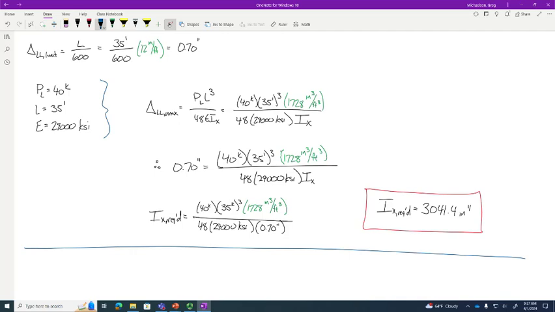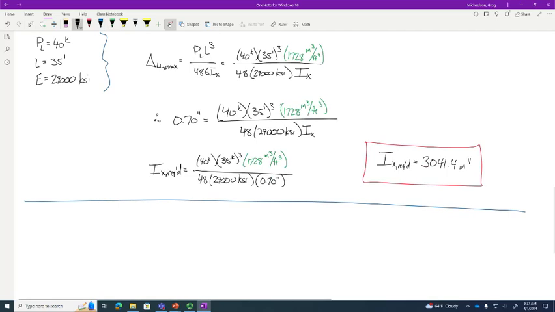Okay, so where are we at in this problem? Well, we have not yet selected a beam, but now we've got some parameters to go off of. We need to select a beam that can at least resist this much moment and has at least this much stiffness, okay? So, let's walk through that, okay? So, step 3, let's do some design.